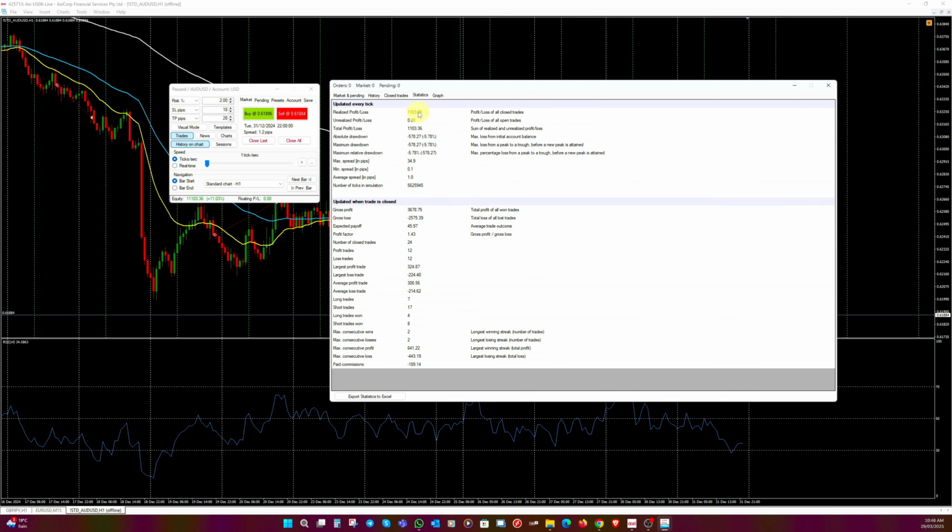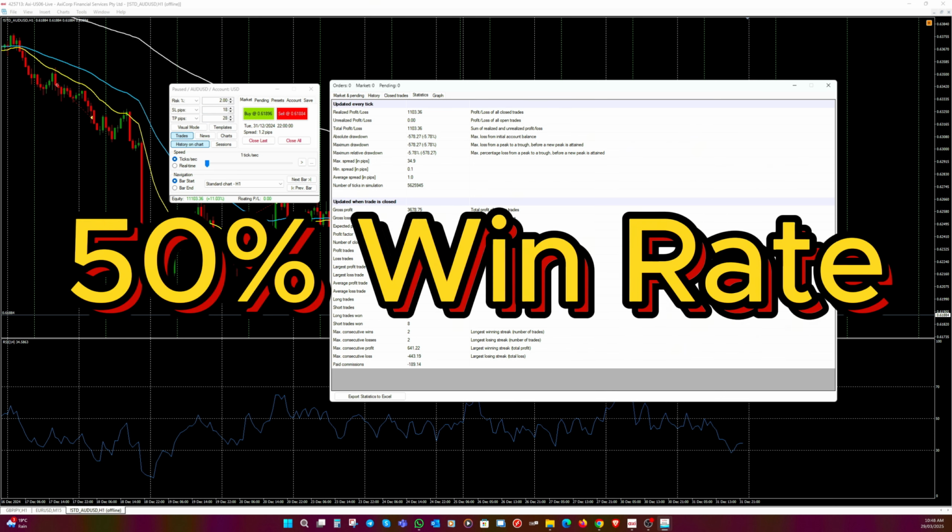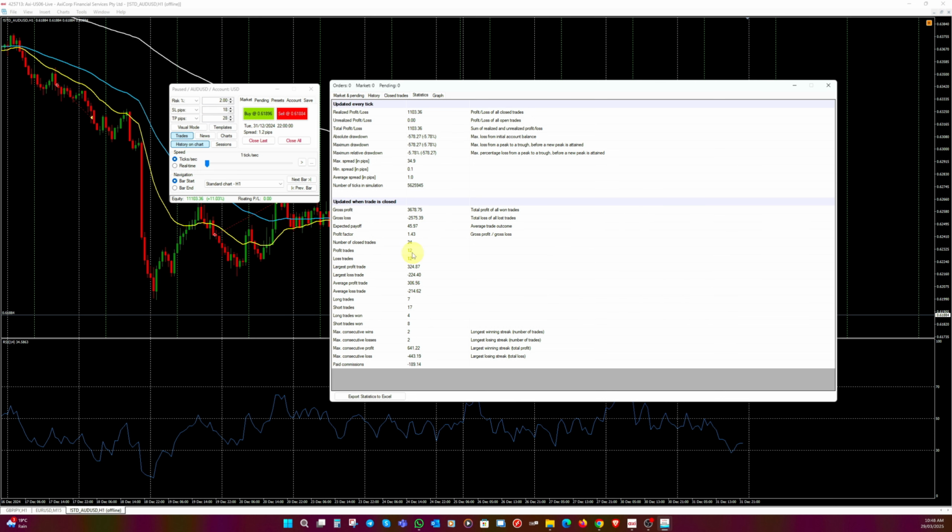And looking at the statistics, we can see here we reached our target, $1,000. We've got a profit factor of 1.43. We've had 24 trades, and we've actually had 12 wins and 12 losses, so it's actually a 50% strike rate on these. However, because we are risking 2% to win 3%, that's where we made up the difference, even though we had an even number of wins and losses.